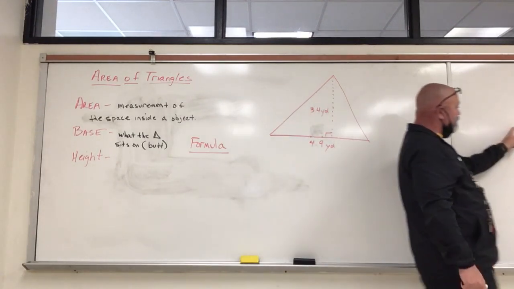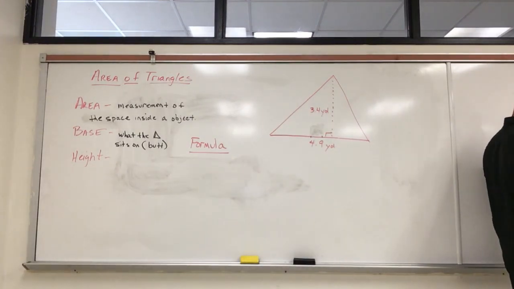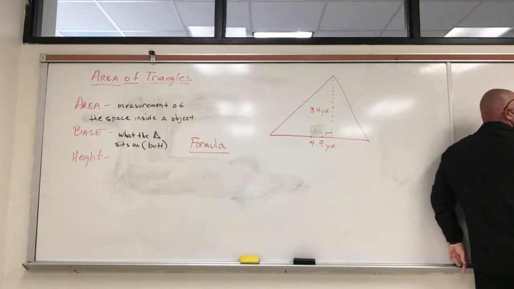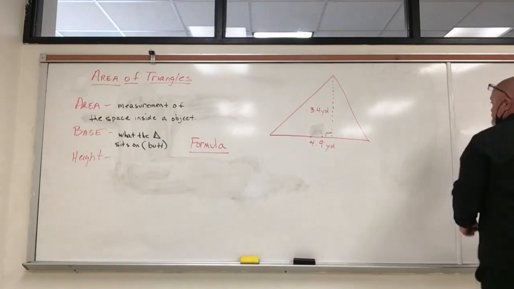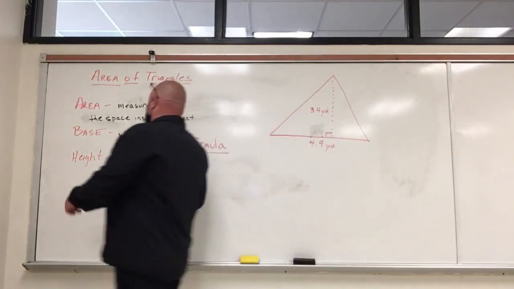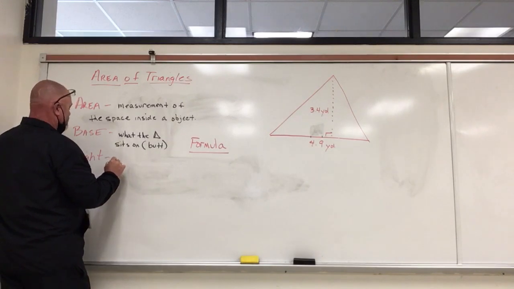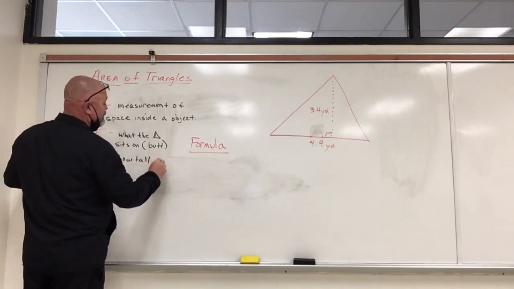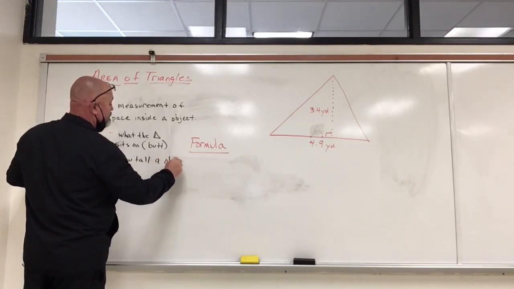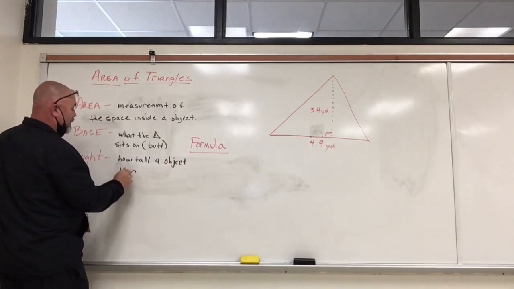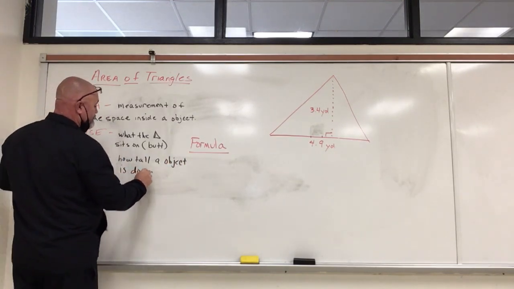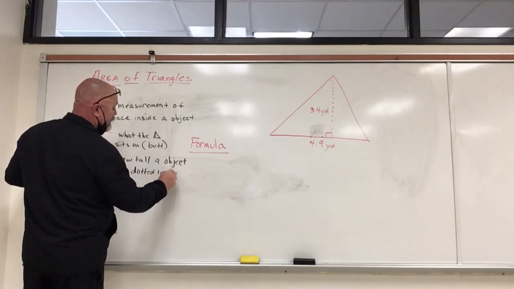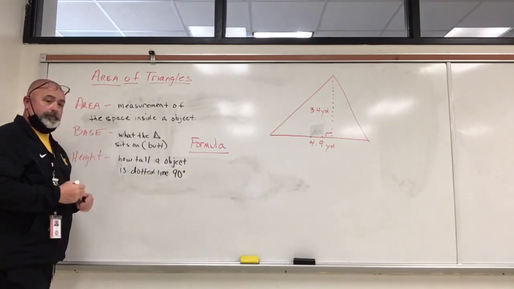Okay? So this is the dotted line. It comes from the peak all the way down, forms a 90-degree angle. This would be the height, and this would be the base. Okay? So it is the dotted line, and it is the height, how tall an object is. Dotted line, 90 degrees. Okay?